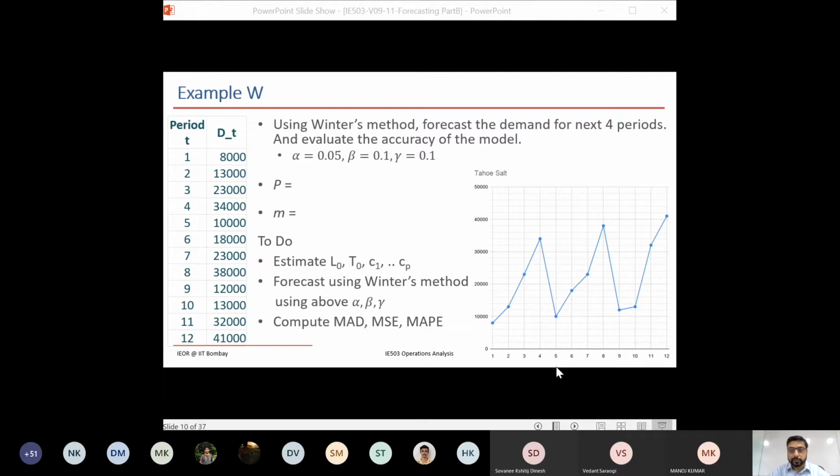Yeah. Any other questions? Harshit Kumar: Sir, if possible, upload the annotated slides.